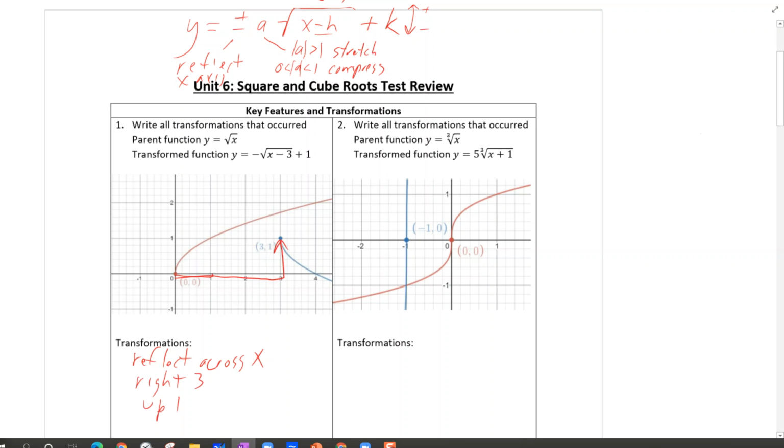This went over 1, up 1. This went over 1, down 1. So that's flipped, that's that negative. No stretch, though. 1 doesn't change anything.